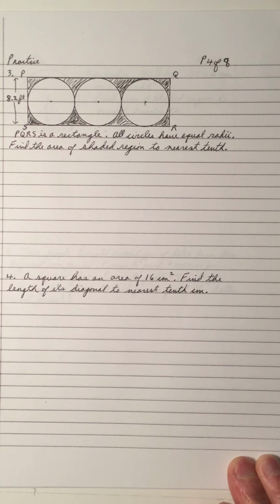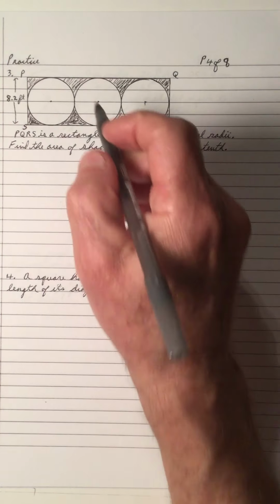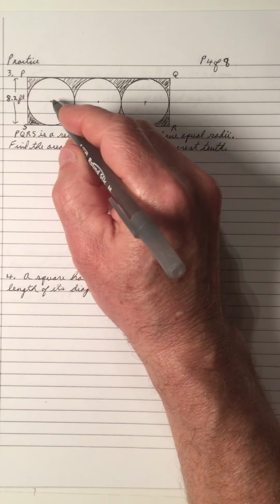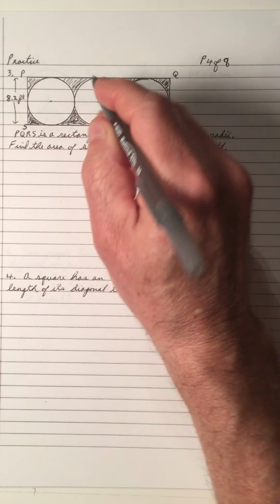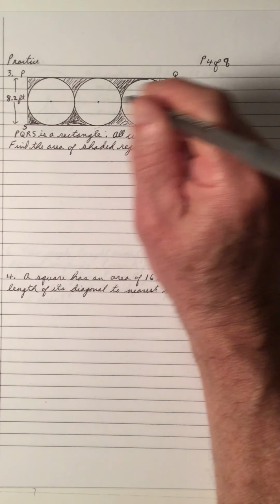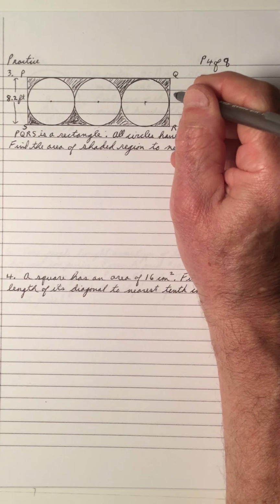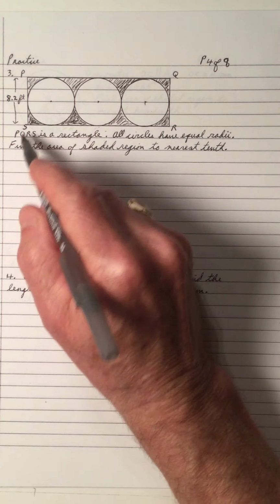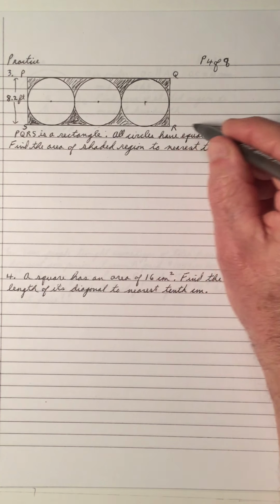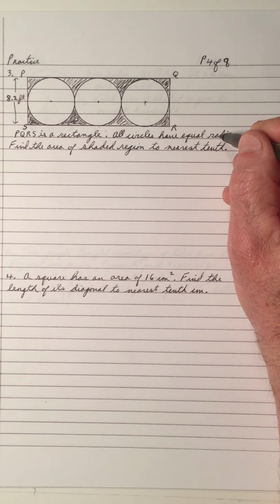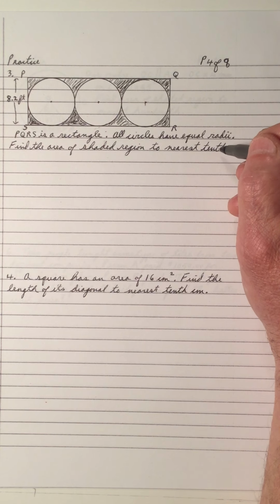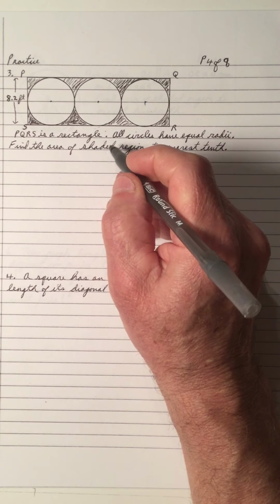We have, as you can see, 3 circles. I call these concentric circles. Circles that all have the same, no, sorry, they're not concentric circles. Concentric circles have the same centers. These don't have the same centers. So this is a rectangle. PQRS is a rectangle. And all the circles have equal radii, so the radius of all of them are the same. Find the area to the nearest tenth of the shaded region.